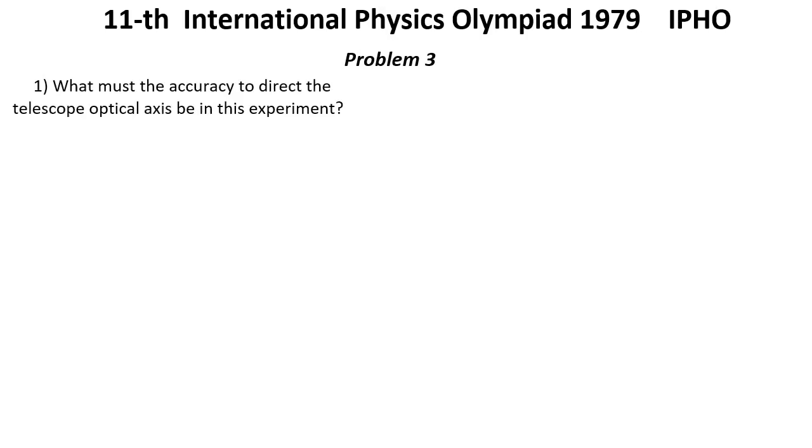Solution for problem number 3. Question 1. What must the accuracy to direct the telescope optical axis be in this experiment? Solution. The angular resolution of the optical system is estimated by the aperture diameter and the wavelength of light.